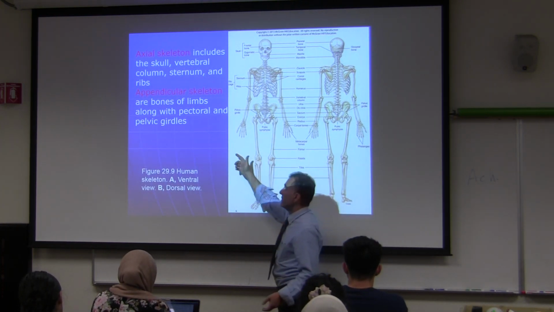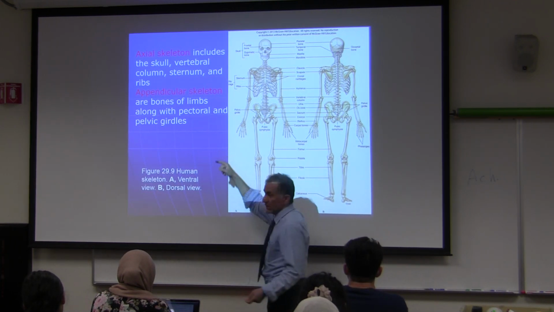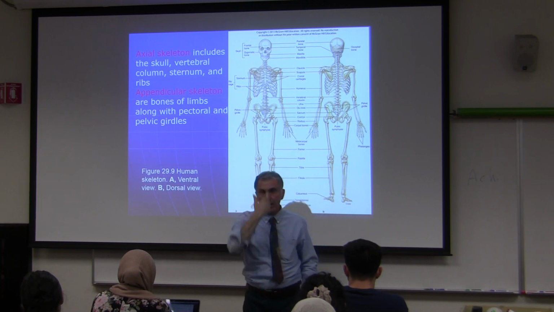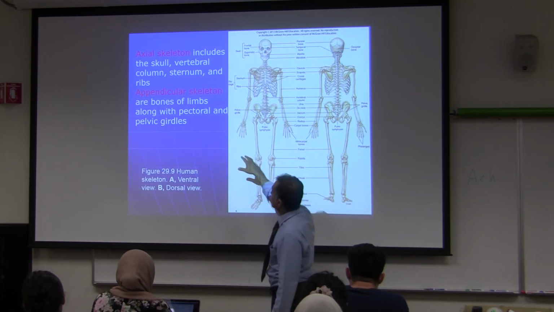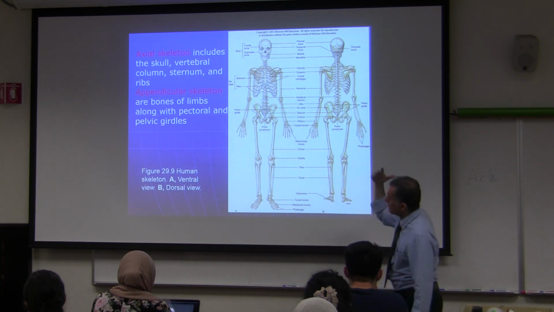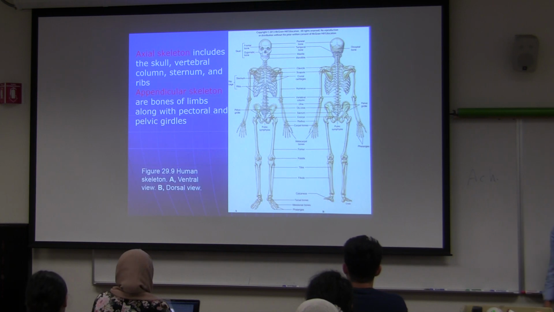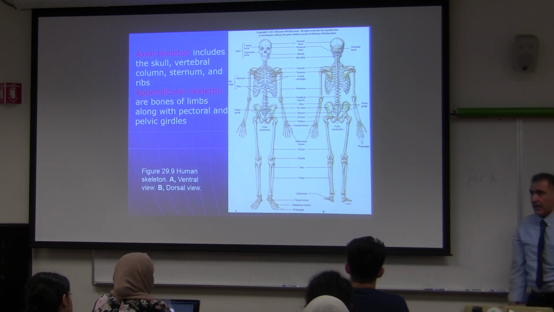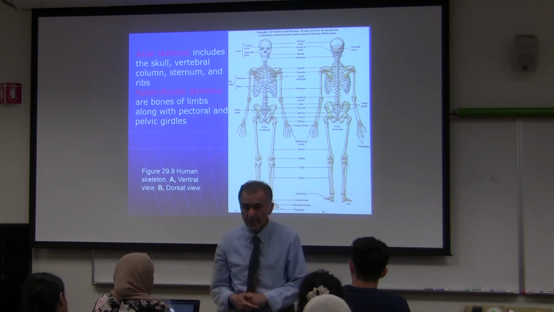One other thing that you probably learned in anatomy: axial skeleton and appendicular skeleton. Axial skeleton are the bones on the x-axis, and appendicular bones are your pectoral bones and your pelvic bones. Okay, with that, I'm going to wrap it up and let Ray come in here.